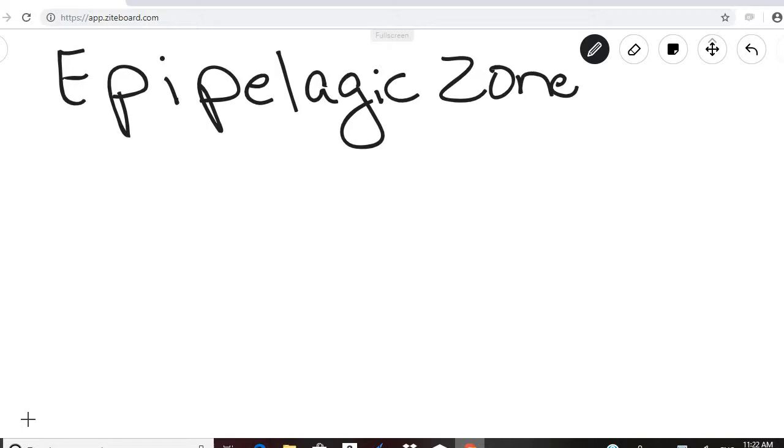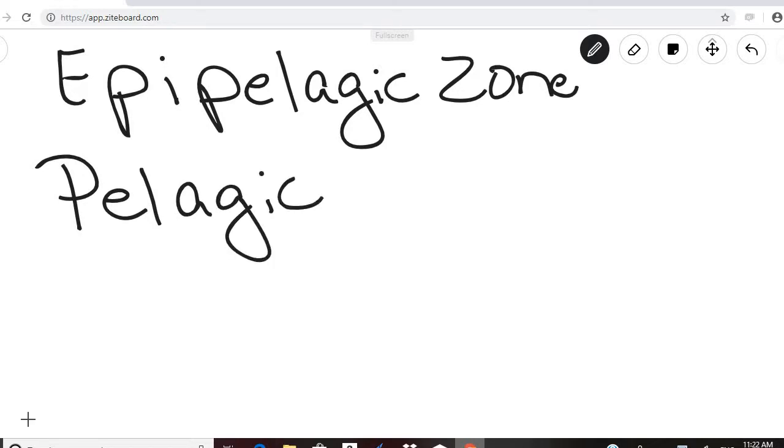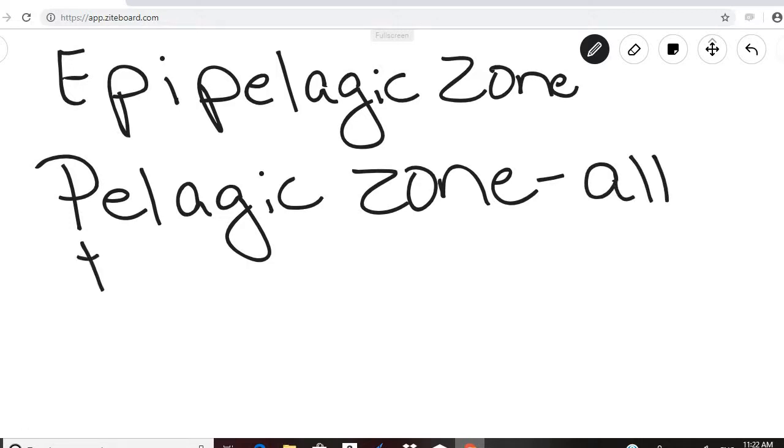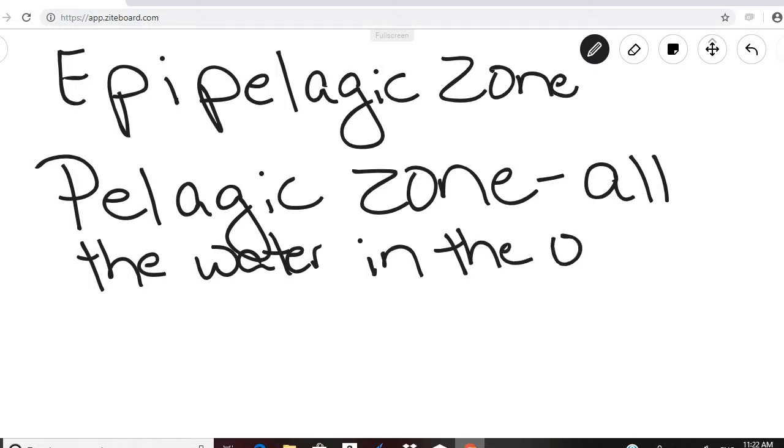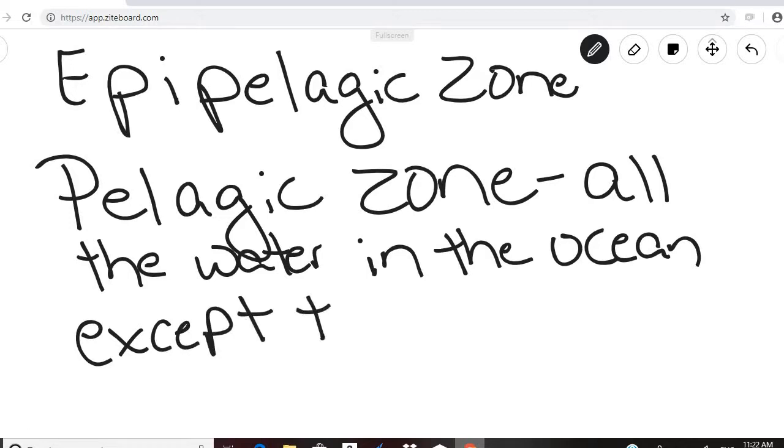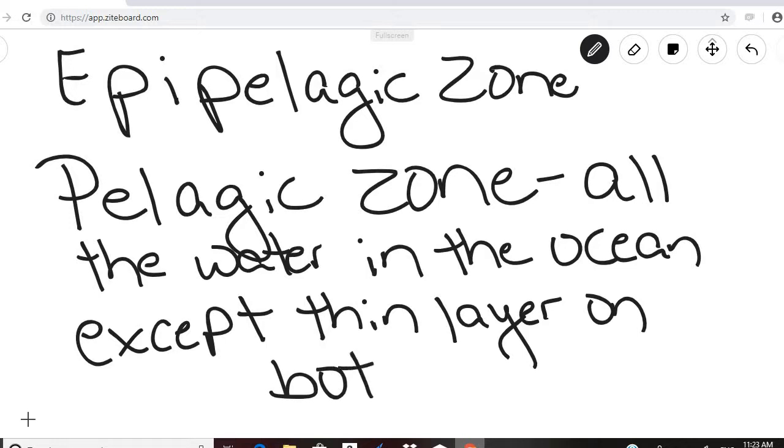So let's go ahead and define some terms. So first of all, the pelagic zone would be all the water in the ocean except a thin layer on the bottom. And then the uppermost layer of the pelagic zone is the epipelagic.